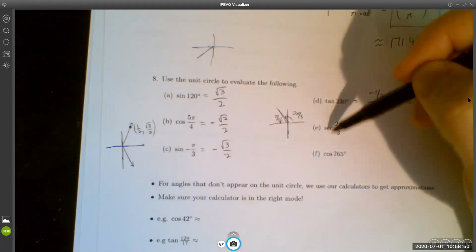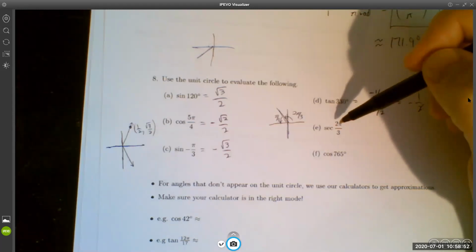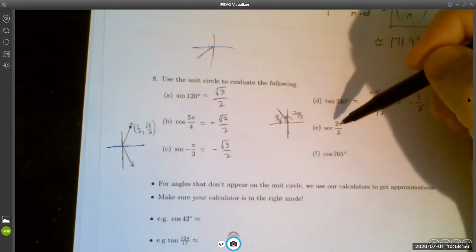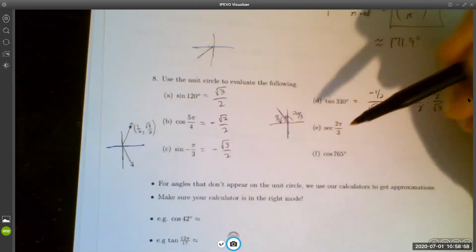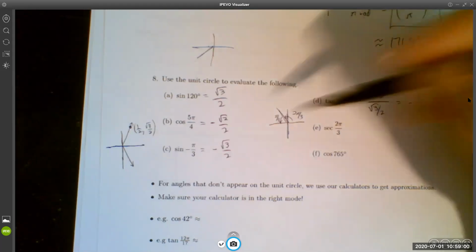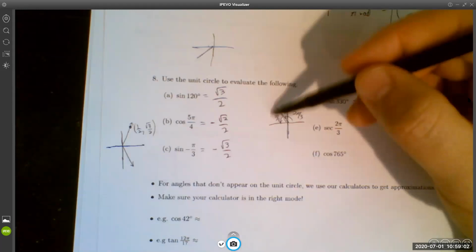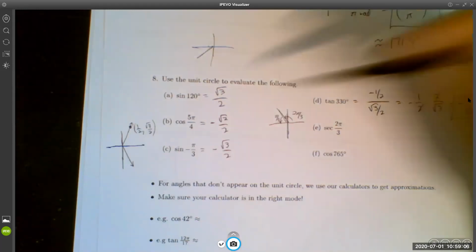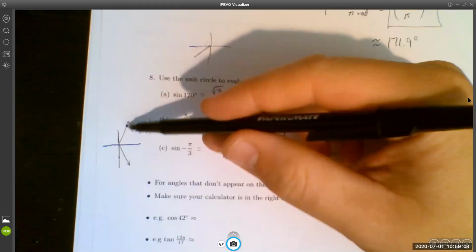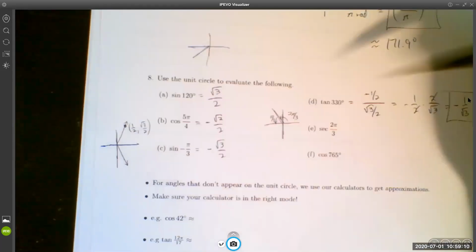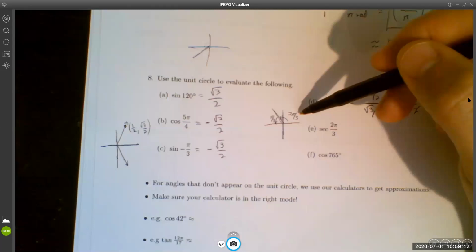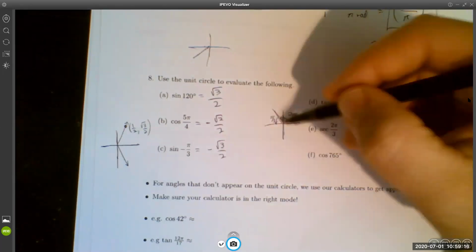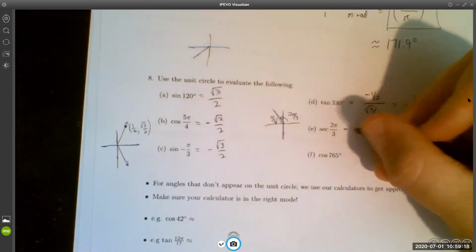So I can think about secant. Well, I know that secant is 1 over cosine, right? It's the reciprocal of cosine. Cosine is just x. It's just the x coordinate. So what would cosine of pi over 3 be? Well, cosine of pi over 3, remember this was pi over 3 over here as well. Cosine pi over 3 would be 1/2. That means secant of pi over 3 is 2. That means secant of 2 pi over 3, being in quadrant 2, would be negative 2.